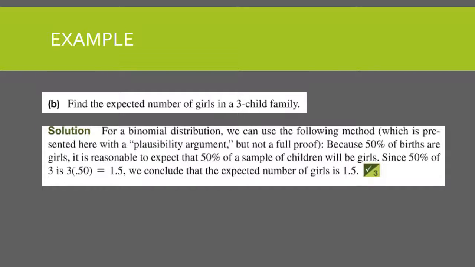Now the solution given here is a little more of a common sense solution. If you're equally likely to have a boy or girl out of 3 children, then half the time you expect to have girls, which would be 1.5. You can also get this answer by doing the method that we've used for expected value, which is multiplying x by its probability and then adding those together from the chart. Either way, you get 1.5.